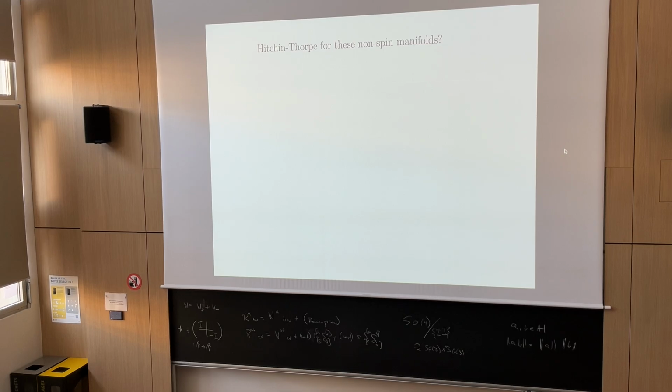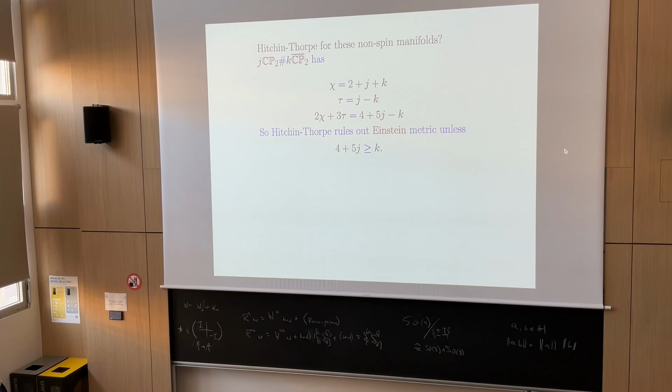What if we look at the Hitchin-Thorpe inequality for these non-spin manifolds? If we take the connected sum of J CP2s and K CP2 bars, the second Betti number is J plus K, and b1 and b3 are 0. So this will have Euler characteristic 2 plus J plus K. The signature is b plus minus b minus, so it's J minus K. And if you now look at 2 chi plus 3 tau, that will be 4 plus 5J minus K.